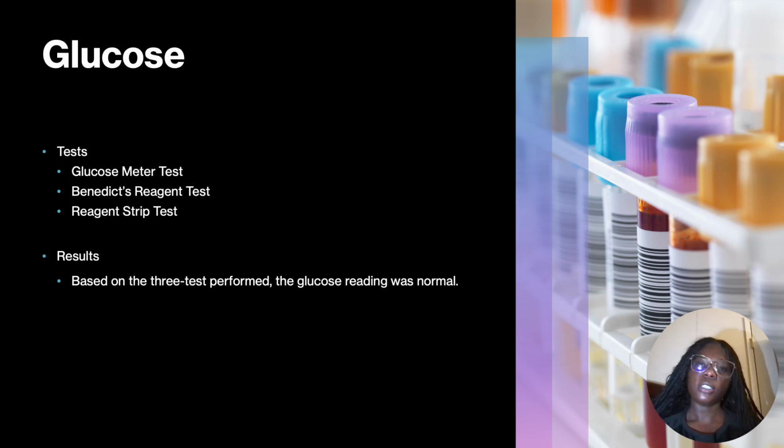The Benedict's reagent test, a portion of the patient's urine sample was tested with the Benedict reagent to observe any color changes that would indicate the presence of glucose. And then lastly, the reagent strip test, which uses a small portion of the urine sample that was applied to the reagent strip to determine the glucose levels through specific color changes.